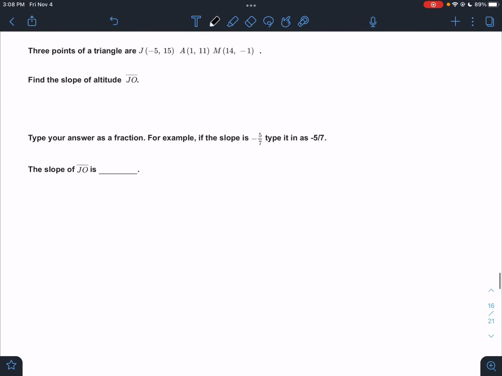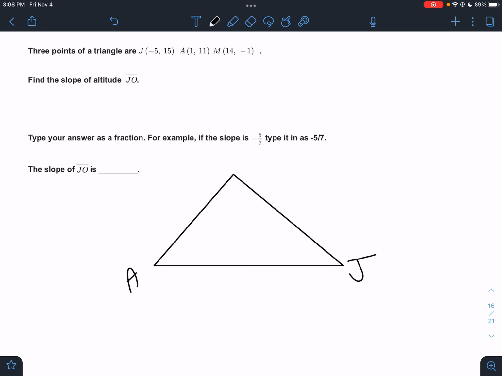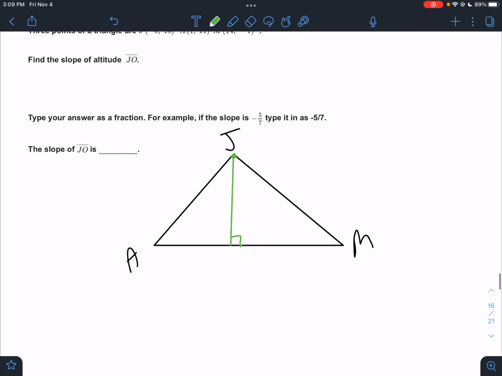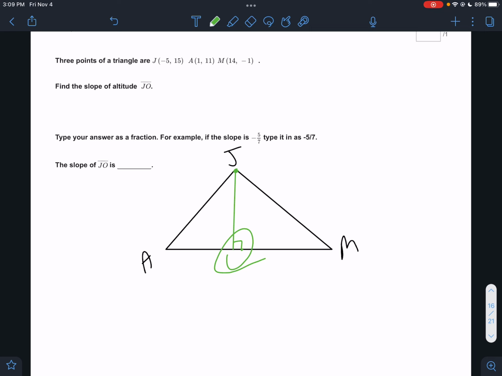Next one. Triangle JAM again. Lots of JAM. What is the slope of altitude JO? I'm going to change the letter so it's a little easier to see. I'm going to put J up here. So altitude JO, it starts at J. Altitudes have to be perpendicular to the opposite side. Is that a midpoint? Do we find the midpoint? No. There's nothing, that would be a really hard thing to find. We're not even going to attempt to do it. It would take a lot of work. But we just want the slope.